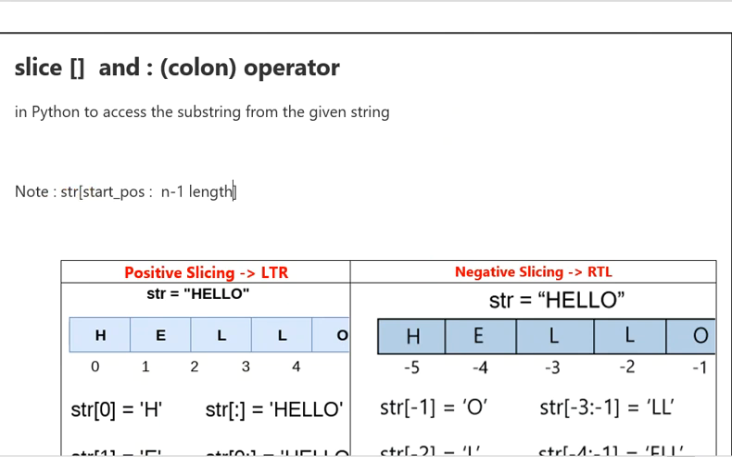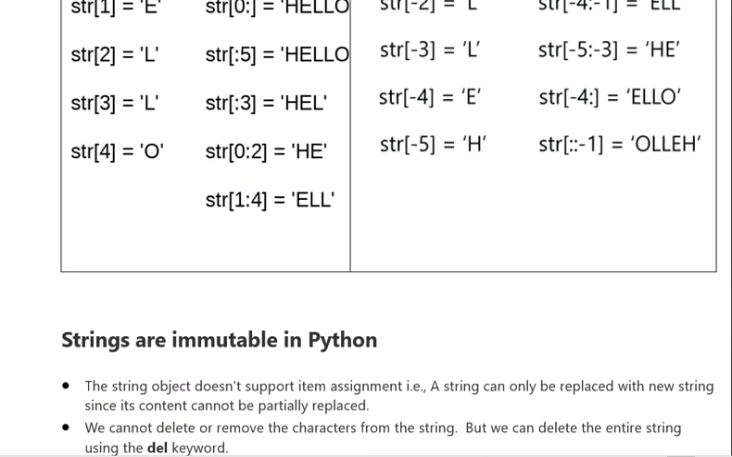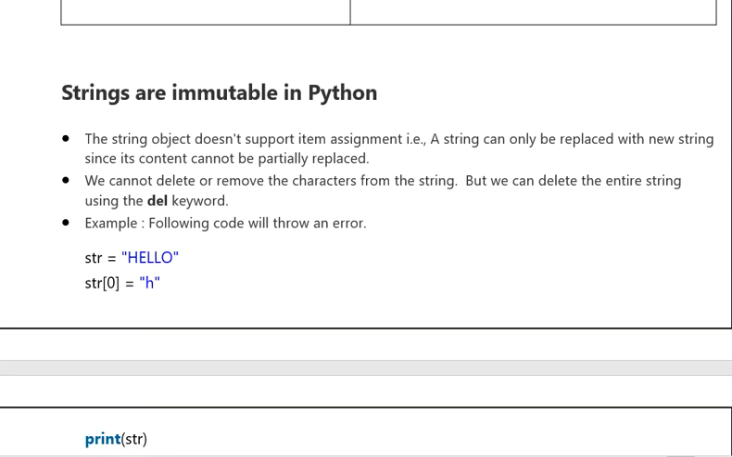So this is what the slice and colon operator is about, guys. Now let's do the next topic. Why are strings called immutable? This is an important question, and it is a tricky question. It is asked of freshers if they are facing an interview in Python. So why is the string called immutable?